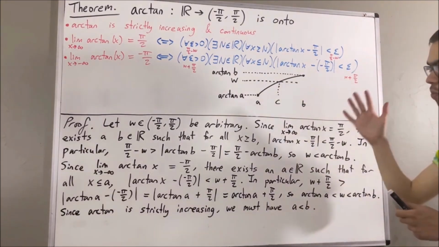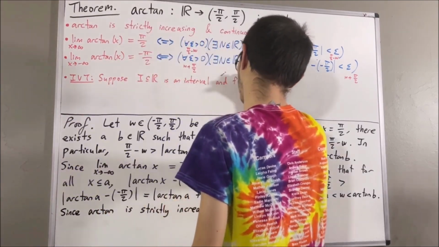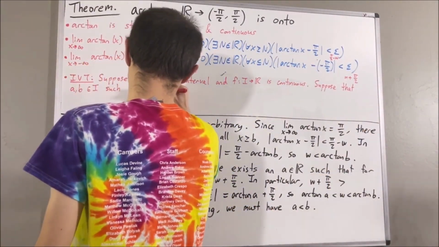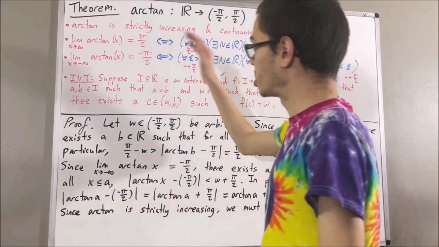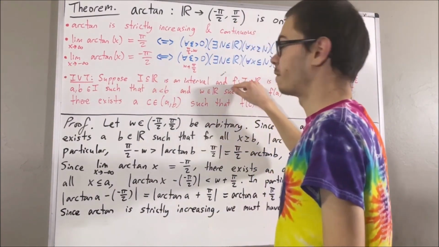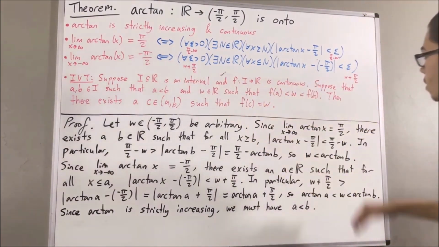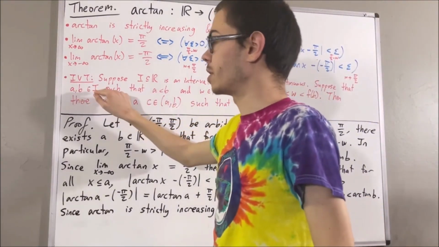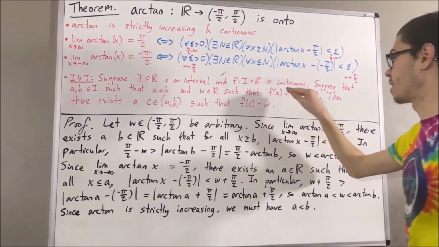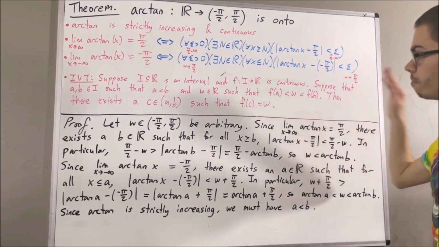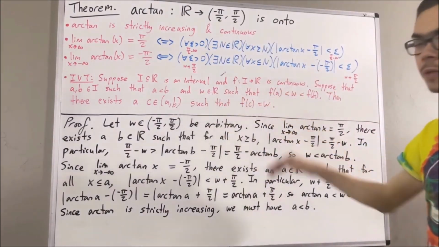If we recall, the intermediate value theorem tells us the following. Suppose I is an interval, and f is a function whose domain is that interval, and f is continuous on I. Also suppose that a and b are elements of I such that a is less than b. And suppose w is a real number such that f of a is less than w is less than f of b. Then there exists a real number c in the open interval a comma b such that f of c is equal to w.